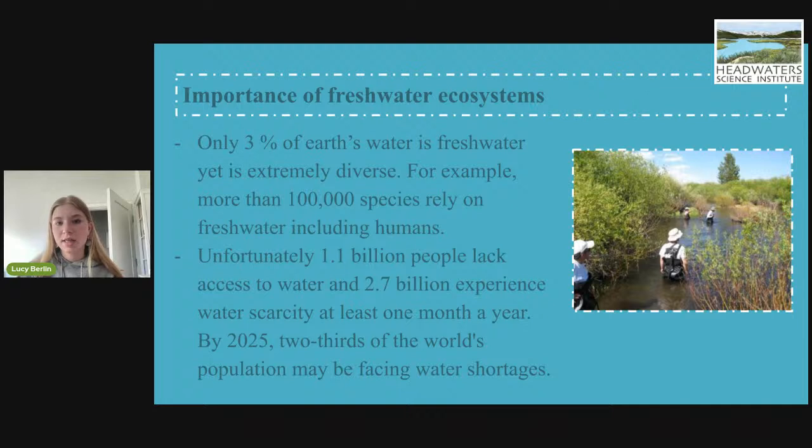And when I was looking into that, I hadn't realized how much fresh water is at risk. So I learned all these interesting things about freshwater, including that only 3% of Earth's water is freshwater, but freshwater ecosystems are extremely diverse, and more than 100,000 species, including humans, rely on freshwater. But unfortunately, there are lots of water shortages in the world, and 2.7 billion people experience water scarcity.